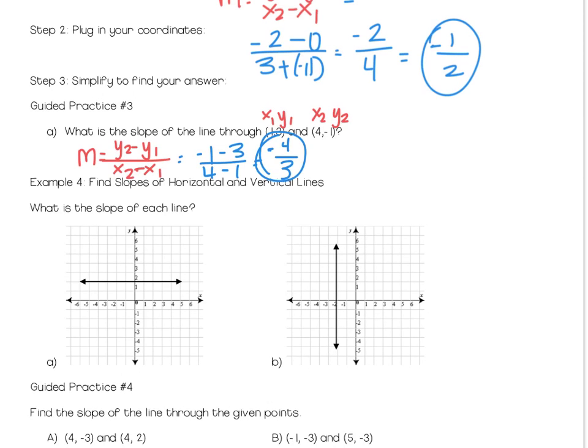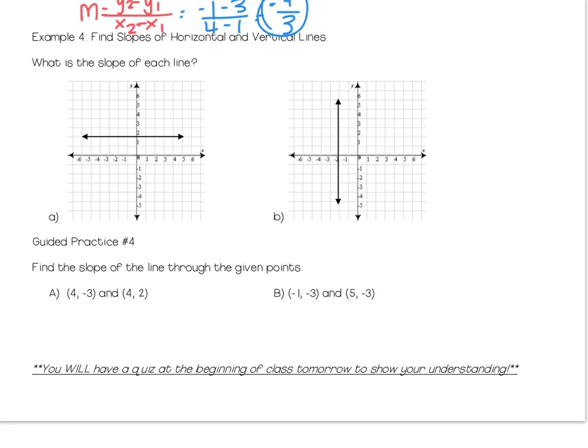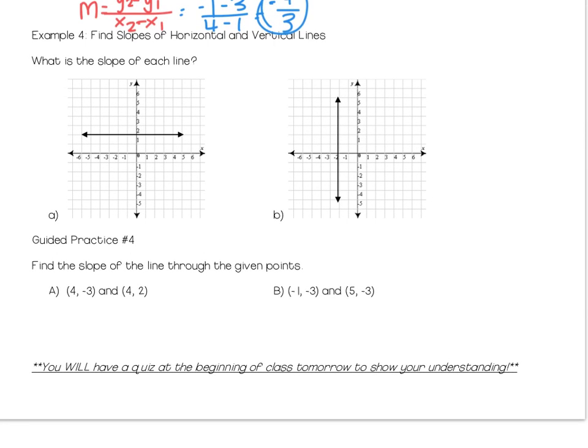Example 4, final example. We're going to find the slope of horizontal and vertical lines. These are special types of lines and they have special types of slopes. If you think of a horizontal line like the floor, how does the floor slope? Hopefully it doesn't slope at all, which means it would have a slope of 0. You could also think, if I just put 2 points on this line, let's say there and there, I don't rise any. So my rise is 0 over my run, which would be 4. Well, 0 divided by anything is 0. So your slope for a horizontal line is always 0.